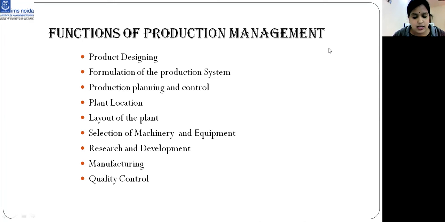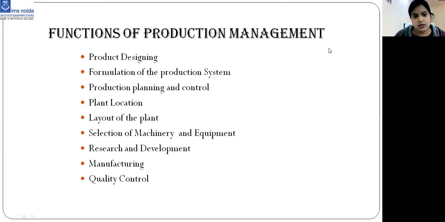Layout of the plant. We all know that an efficient layout of the plant must ensure, first, smooth and uninterrupted flow of materials and work. Second, utmost economy in the use of factory space. Third, effective utilization of machines and facilities. Fourth, effective control and supervision over the machine operations. And fifth, minimum handling and other costs. So these are all the things which an efficient layout must see.